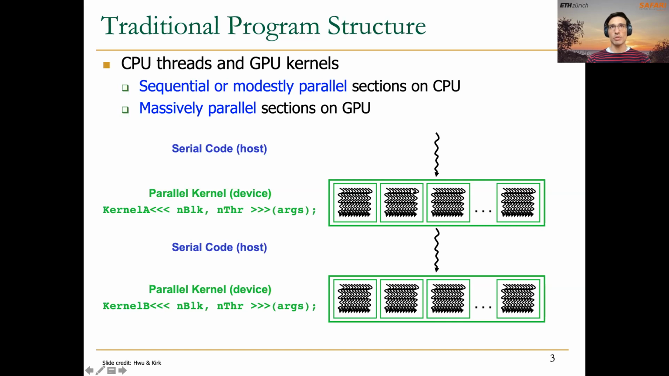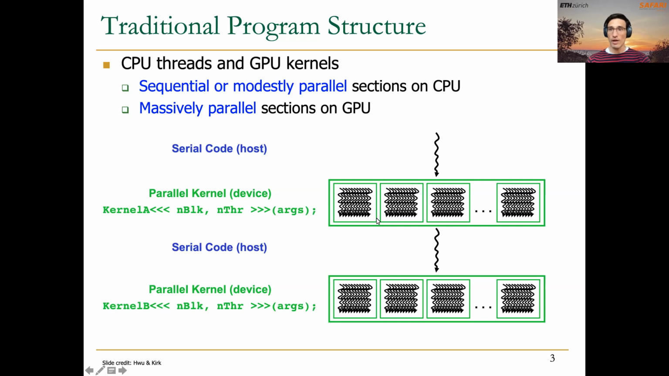Remember that in the traditional program structure, we are going to execute sequential or modestly parallel sections of our code on the CPU, continue using serial code running on the CPU, and then at some point we will reach sections of the code that are massively parallel. In those cases, we will execute a kernel on the GPU.